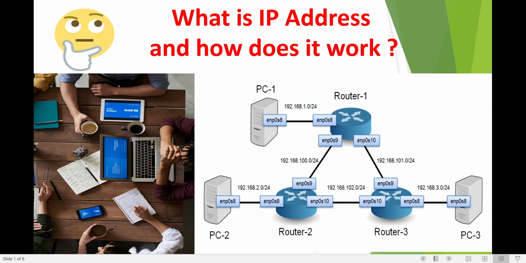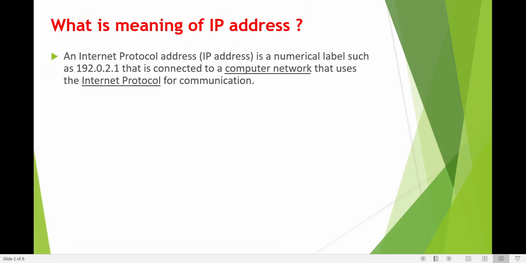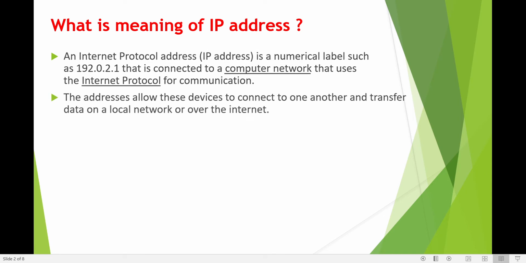So friends, in this video we will be seeing what is the meaning of IP address and how does it work. So basically IP address is an internet protocol address and it is a numerical label such as 192.0.2.1 and it is connected to a computer network that uses the internet protocol for communication. An IP address allows network devices to connect to one another and transfer data on a local network or over the internet.